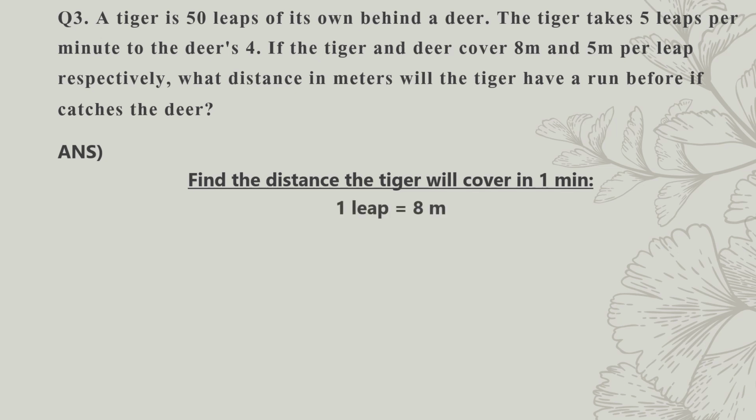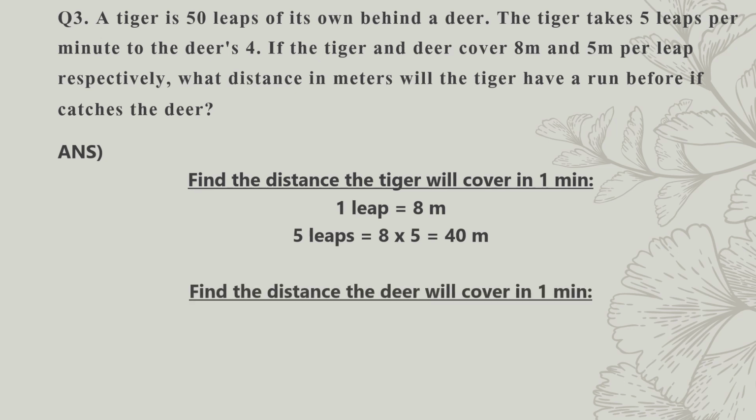So if 1 leap means 8 meters, 5 leaps equal 8 into 5, which is 40 meters covered in 1 minute by the tiger. Next, we are calculating how much distance is covered by the deer in 1 minute. The one leap for the deer is 5 meters. Hence, 4 leaps are there. So, 4 leaps into 5 will give 20 meters. In 1 minute, the deer is covering 20 meters.